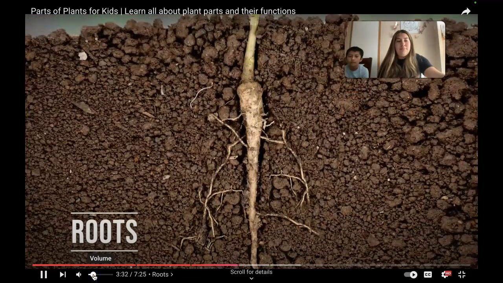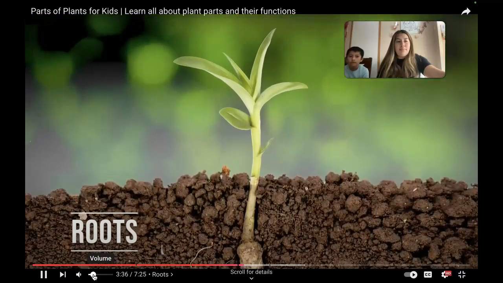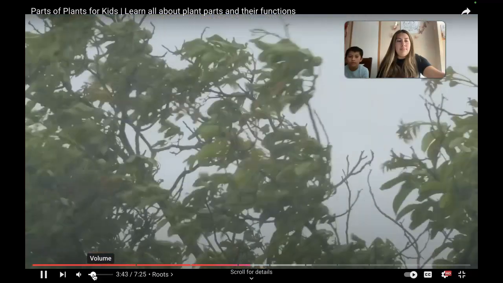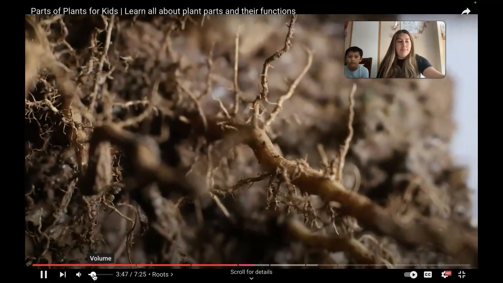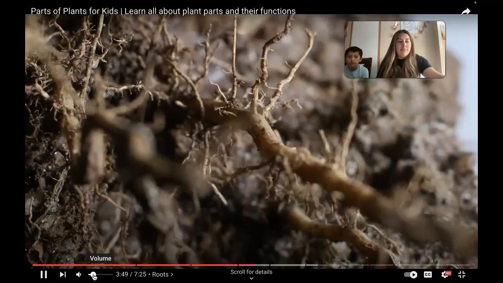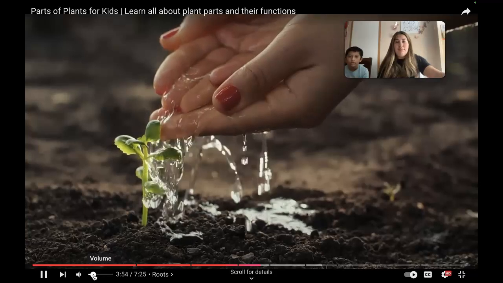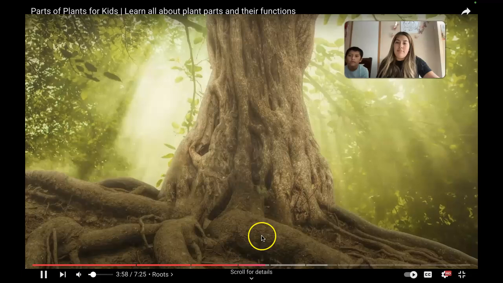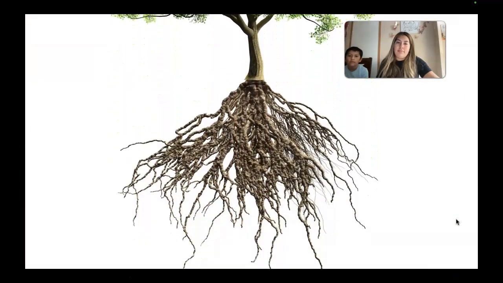Of course, we know that the roots are underground and are the first part of the plant to grow out of the seed. But what do roots do? Well, first of all, they support and anchor the plant so it won't blow away or fall over. They also absorb water and nutrients. They store sugar and minerals, and finally, they carry water and nutrients up to the rest of the plant. Here are some images of roots from various plants. Some are shallow, and some grow very, very deep.